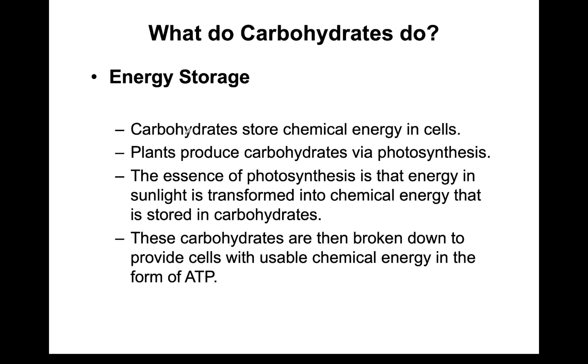Plants produce carbohydrate by way of photosynthesis. The essence of photosynthesis is that energy in sunlight is transformed into chemical energy, and then this chemical energy is stored in carbohydrate in the form of glucose or starch. These carbohydrates are then broken down to provide the cell with usable chemical energy in the form of ATP.